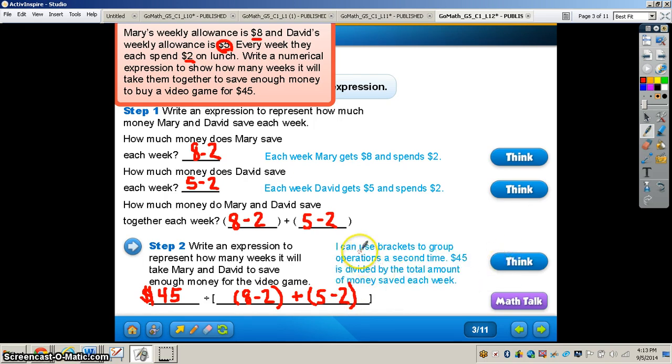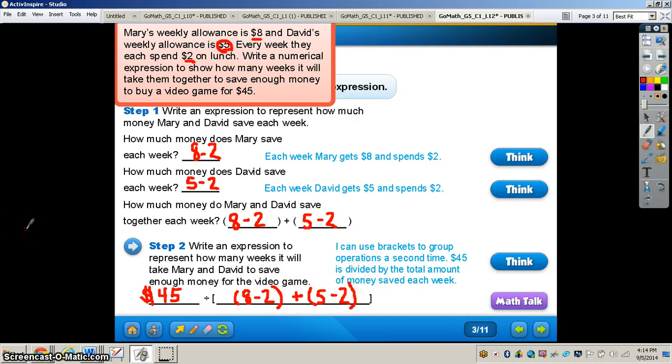Okay, so we can use brackets to group operations for a second time. That's why we would use the brackets. We're going to group operations another time. So we're going to do the 8 minus 2 plus 5 minus 2. We have those in parentheses, and then also the bracket. Then we'll do the value of those, or the difference of those two as well.